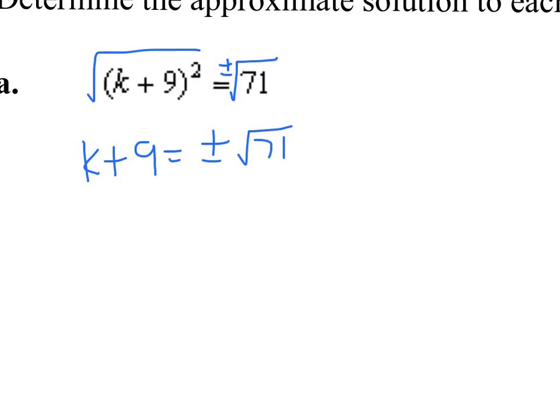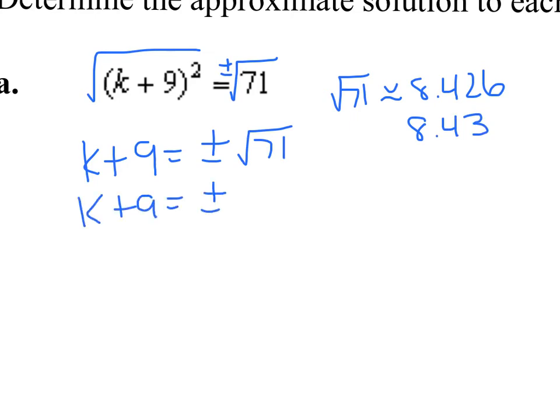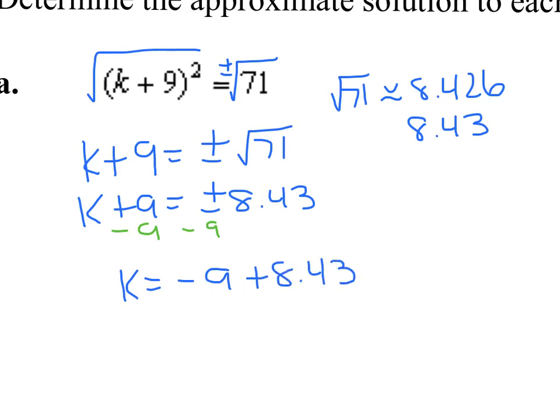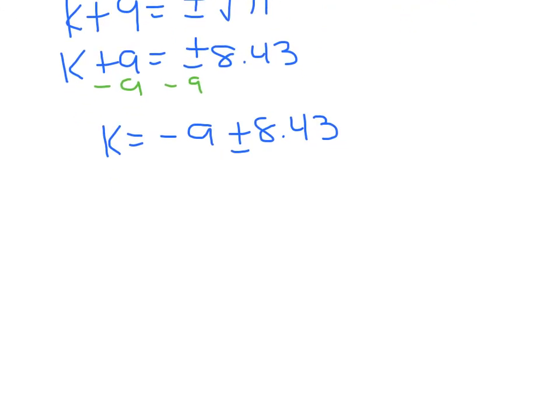And then if you go and actually put in your calculator square root of 71, you're going to get that it's approximately 8.426. So we could round that to 8.43. And then now over here we've got k plus 9 equals plus or minus 8.43. Let's go ahead and get k by itself by moving over this positive 9. If it's a positive 9 over here, when we move it over to the other side, you have to undo it. So we subtract 9 from both sides. So I get k equals negative 9 plus or minus 8.43. So what we're going to do is split it into two separate equations.